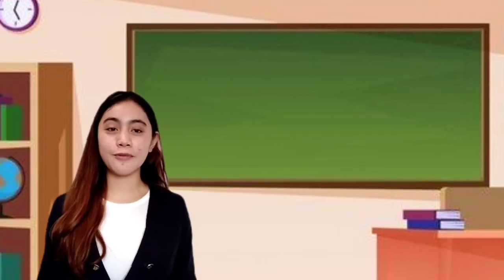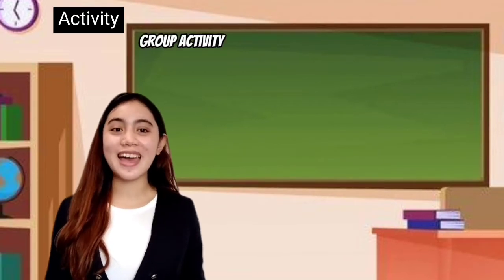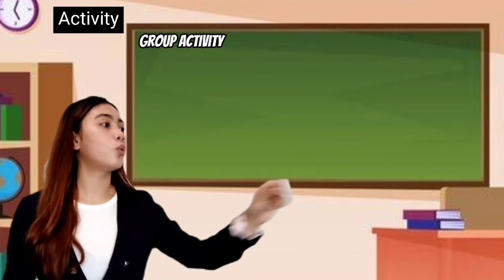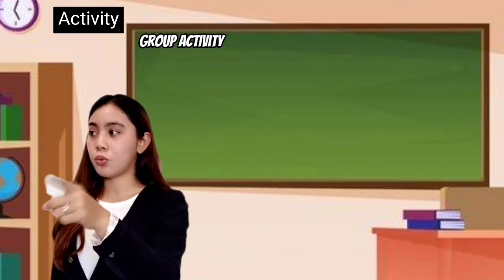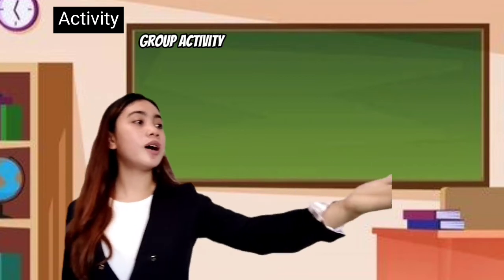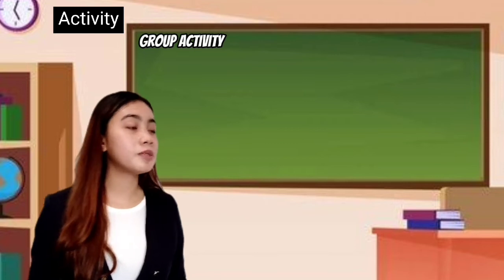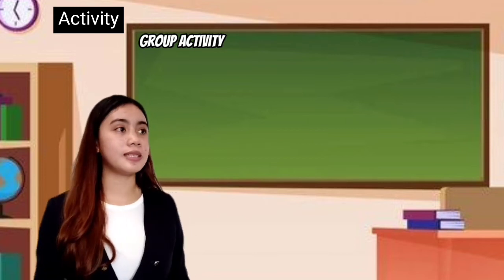In connection to our previous game, let us have an activity. Okay, I will group you into 2. Okay, count. 1, 2, 1, 2, 1, 2. Okay, group 1 in the right side and group 2 in the left side. Okay, please form a small circle and please take your seats.